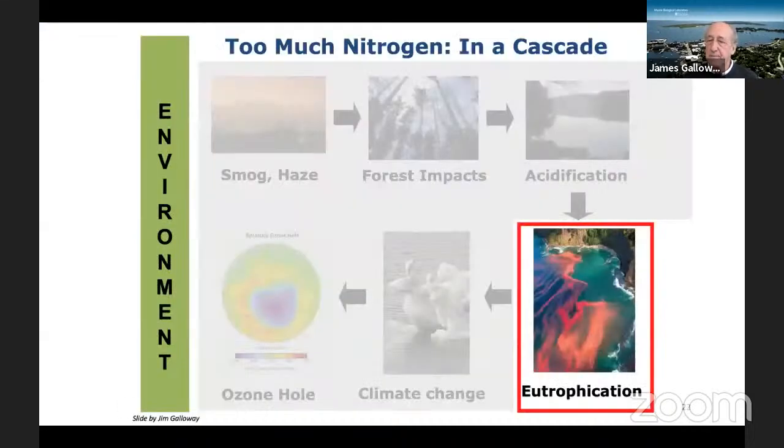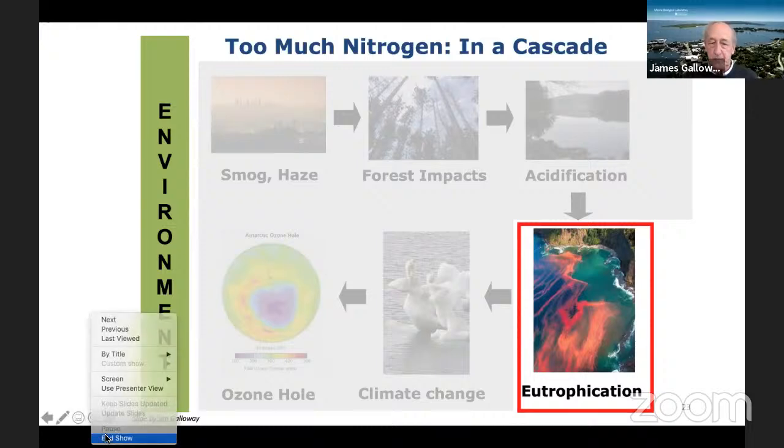Now, Javier is going to take over and talk about this very specific case study of eutrophication, too much nitrogen going into our coastal ecosystems. Thank you very much. Javier, over to you.